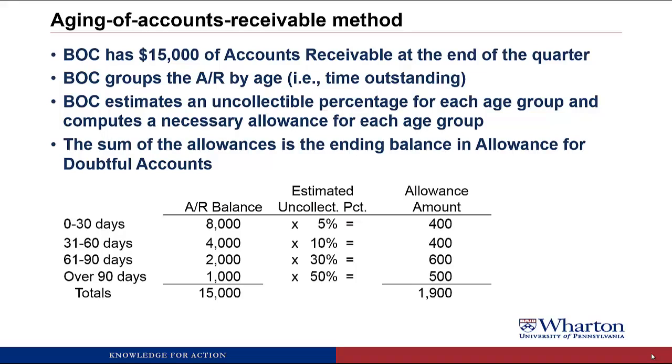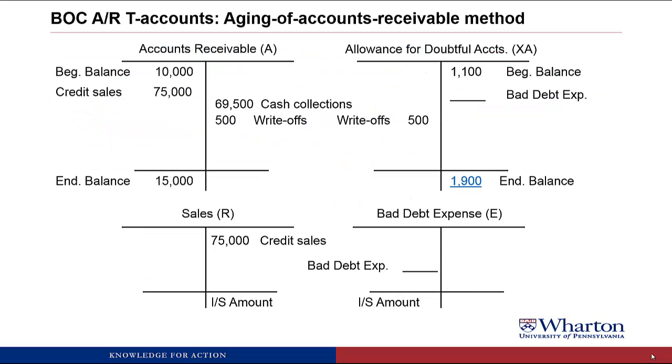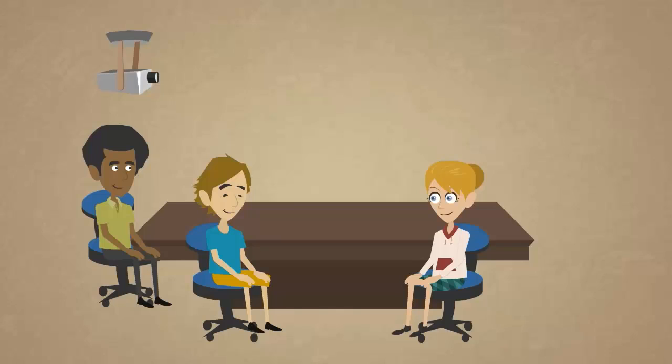Now that we've calculated the ending balance in allowance for doubtful accounts, we need to calculate the bad debt expense for the quarter. So we put the ending balance in the allowance T account. We've got only one thing missing, that's bad debt expense. So if we take the ending balance plus the write-offs minus the beginning balance, we end up with $1,300 of bad debt expense. And that $1,300 will also show up on the income statement as bad debt expense.